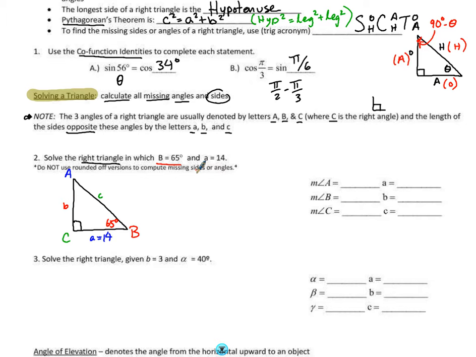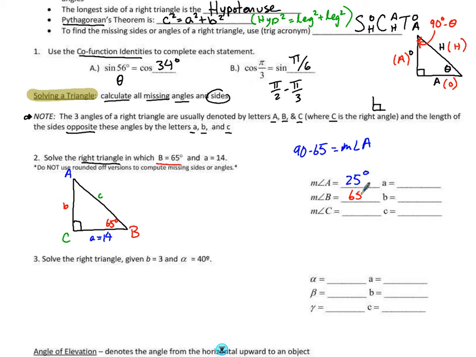Angle A is the other acute angle that's associated with 65. So to find angle A, all we do is take away 65 from 90. And when I do that subtraction, I end up with 25 degrees. So this angle is 25 degrees. That's the measure of angle A. B was given to me at 65 degrees.